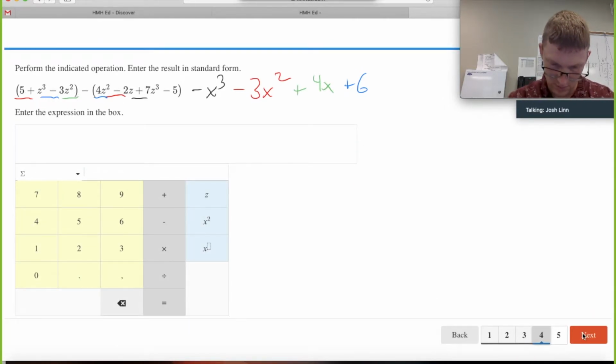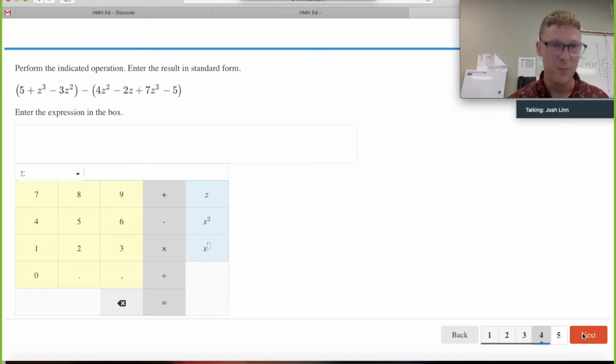Next, perform the indicated operation, enter the result in standard form. So out of my personal preference, I'm going to go ahead and distribute this negative sign. So that's going to be a minus, plus, that's a minus, and that will be a plus. So that's how I'm going to remind myself to make sure that my negative signs are okay.